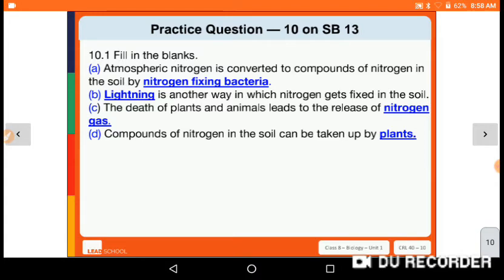Lightning. When lightning passes through nitrogen gas, it converts nitrogen into usable form in the soil. The dead plants and animals lead to the release of nitrogen gas. And the last one is, compounds of nitrogen in the soil can be taken by plants and then they will take it into their body.